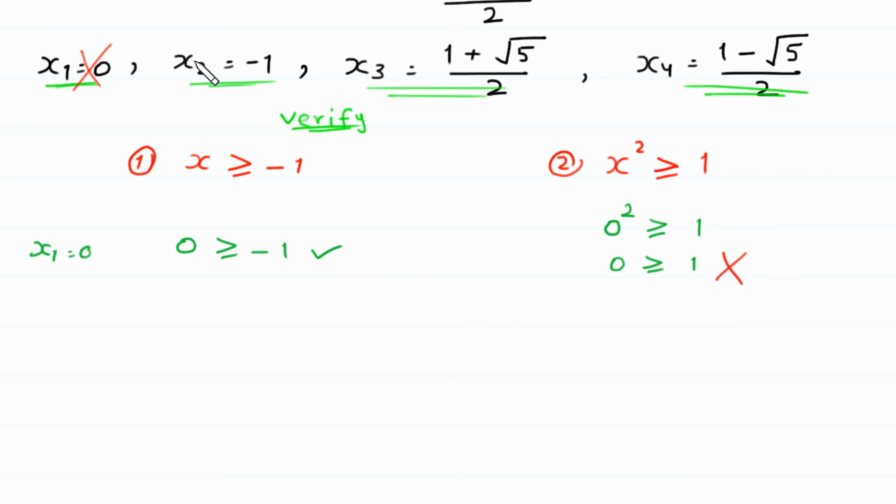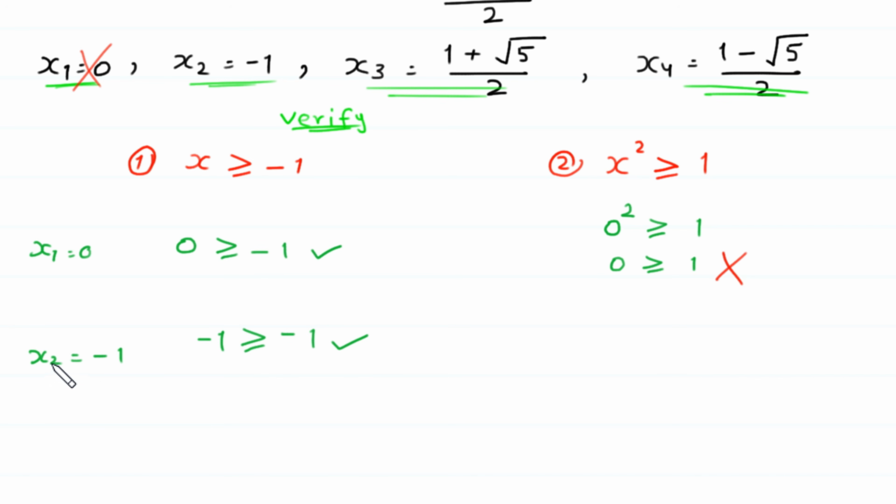Now we check the second value of x, negative 1. First, in this inequality we put the value of x, negative 1. Negative 1 is greater than or equal to negative 1, and it is true that negative 1 is equal to negative 1. So this condition is true.